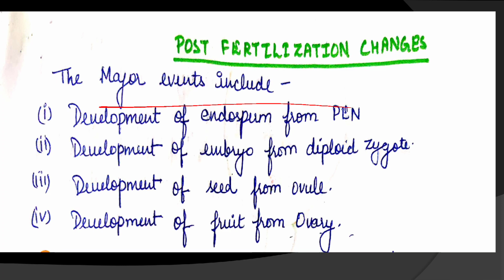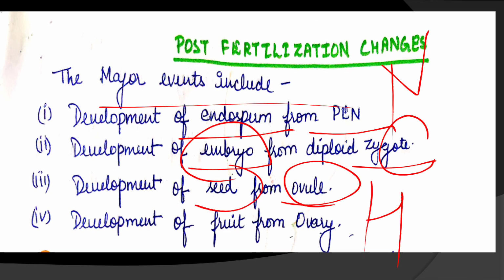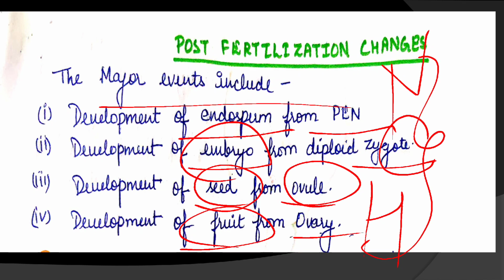Primary endosperm nucleus develops and forms endosperm. There are three types of endosperm: nuclear, cellular and helobial. This I have already taught you, so go to my previous lesson and learn about them. Zygote gets converted into embryo, ovule in future forms seeds, whereas ovary forms the fruit. Okay, learn them, very important for you.